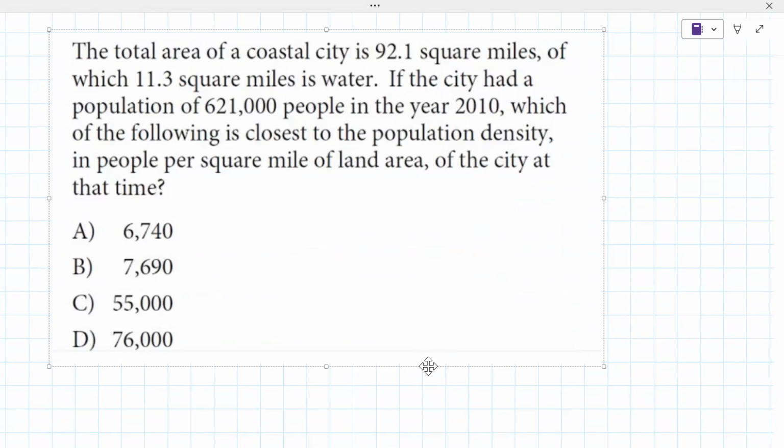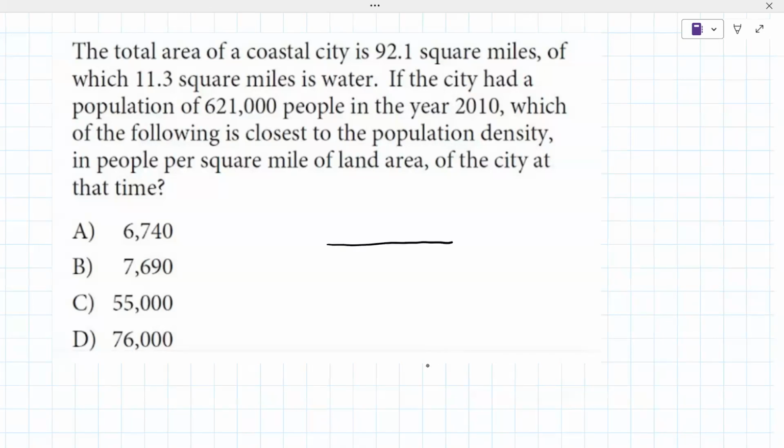Okay. So now, the total area of the coastal city is 92.1 square miles, of which 11.3 square miles is water. If the city had a population of 621,000 people in the year 2010, which of the following is closest to the population density in people per square mile of land area of the city at that time? Hmm. Yeah, so it's a fraction here. It's the people on top and the miles on the bottom. Okay.